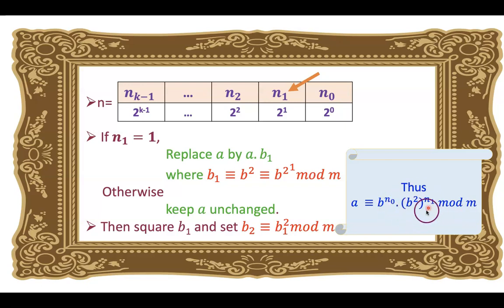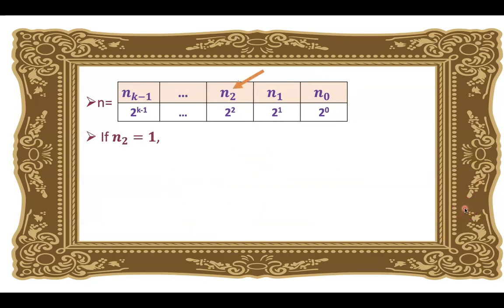This quantity is in fact b1 when n1 is equal to 1. Since b square whole raised to n1 is b square, which is congruent to b1 when n1 is equal to 1, and if n1 is equal to 0, this quantity will be equal to 1. So in both cases, the new a is congruent to old a into b square whole raised to n1 modulo m. For the next step, we will be considering the next digit n2.